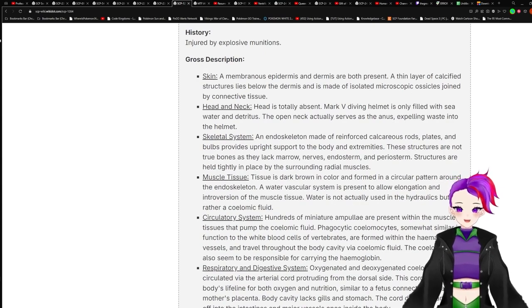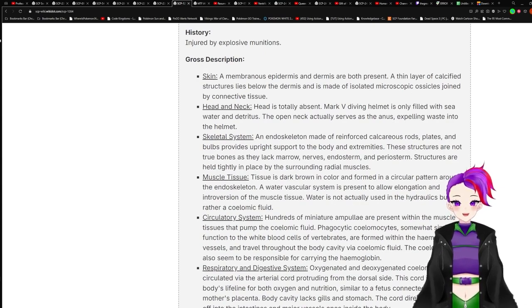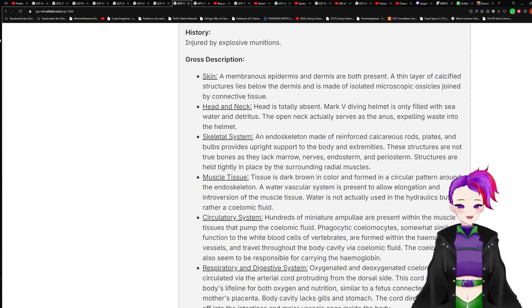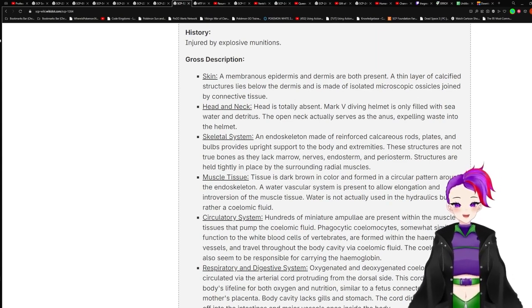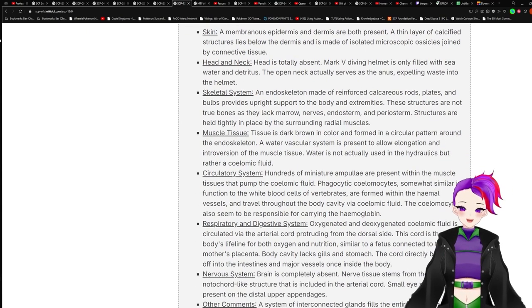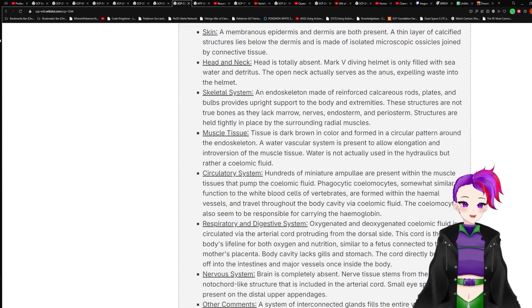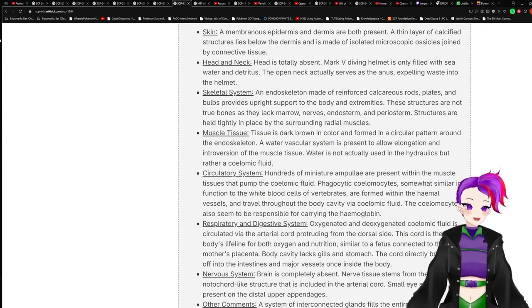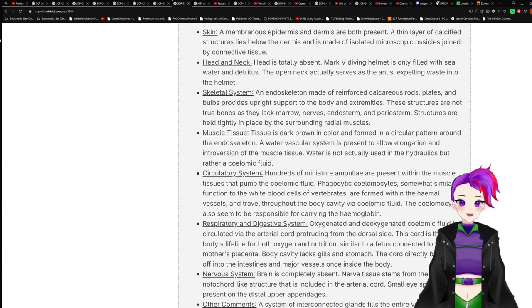Gross description. Skin: a membranous epidermis and dermis are both present. A thin layer of calcified structures lies below the dermis and is made of isolated microscopic ocelles joined by connective tissue. Head and neck: head is totally absent. Mark V diving helmet is only filled with seawater and detritus. An open neck casually serves as the anus, expelling waste into the helmet.